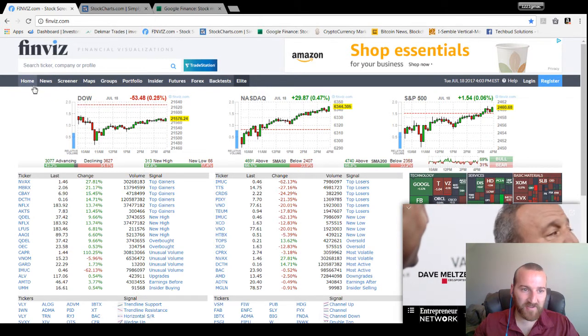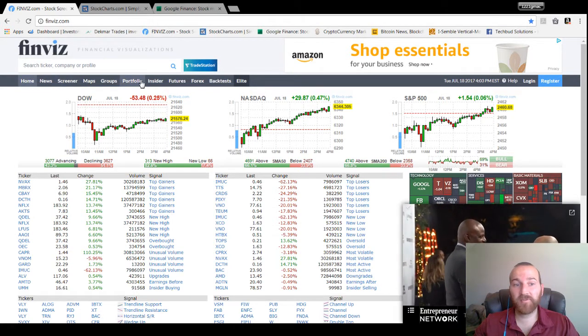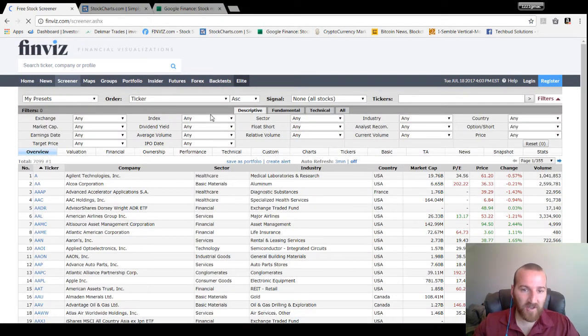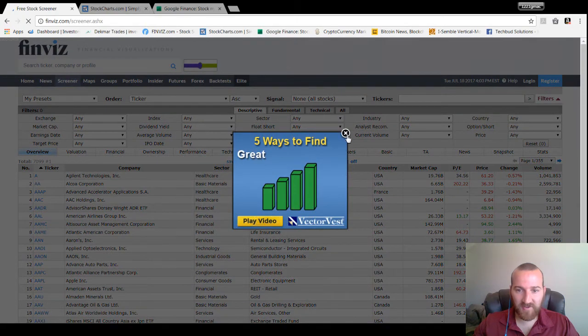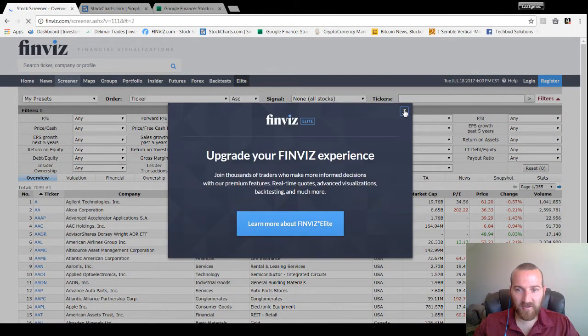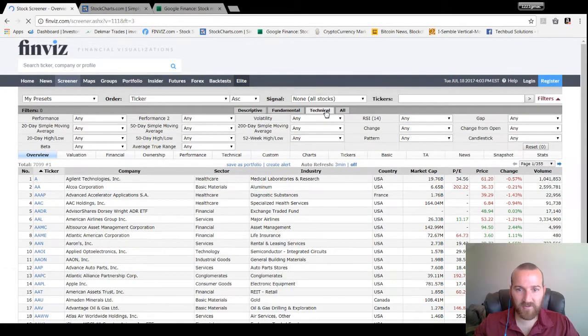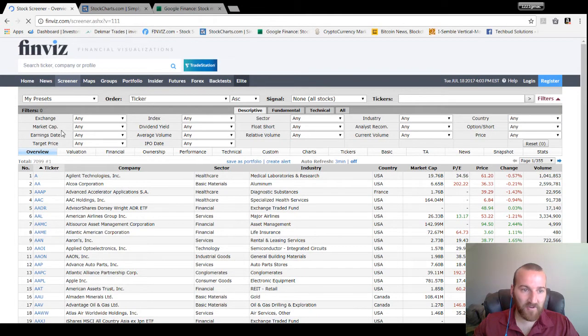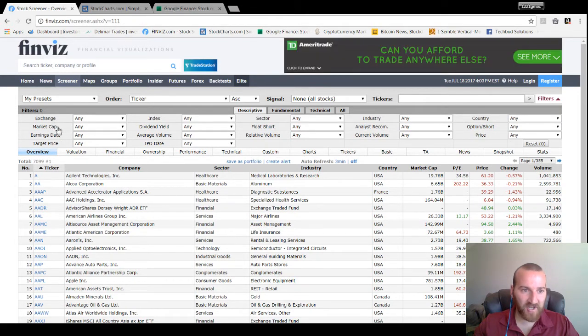So you have options here at the top. You have home, news, screener, maps, groups, and so on. We're just going to focus on screener. And you have three different types of screeners you could do. You could do a descriptive screener, you could do a fundamental screener, and then you could do a technical screener. I'm just going to use the descriptive one. And you have your subcategories: exchange, market cap, earnings date, dividend yield, float short, analyst recommendation, and so on and so forth. So I'm going to do four of them.